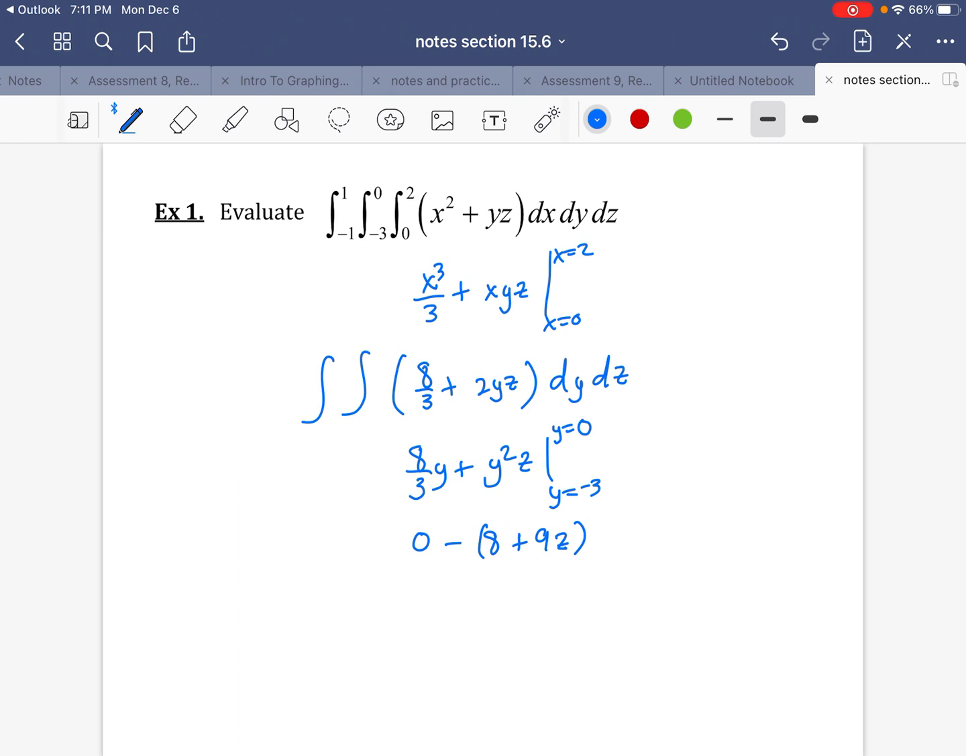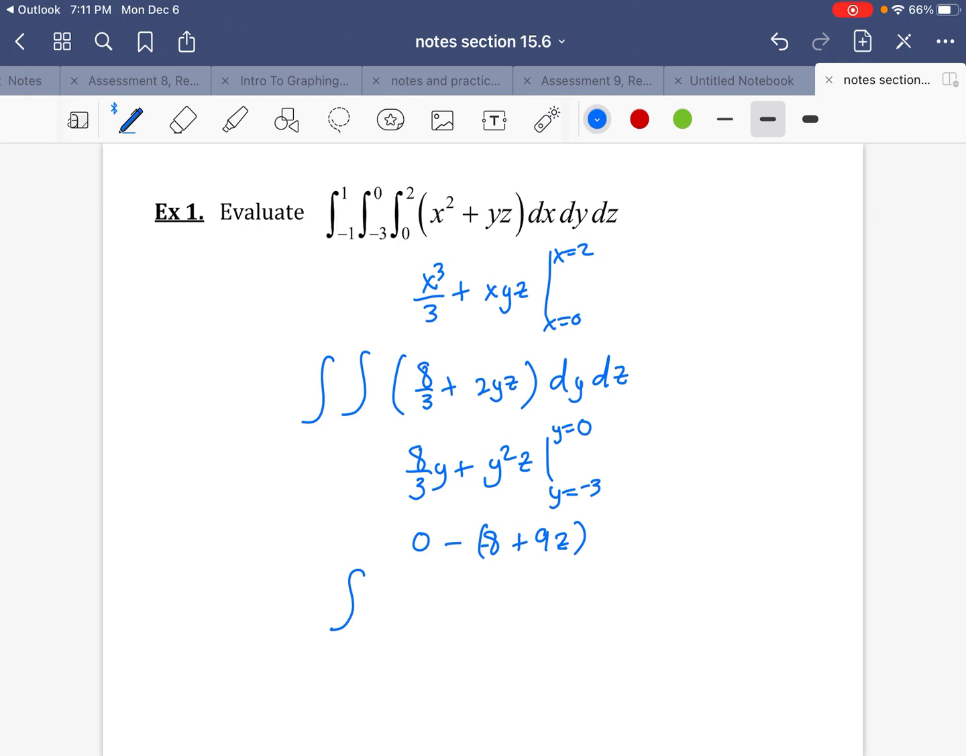Yep, so sorry about that. Something's wrong with my signs there. Hang on a second. This is supposed to be a -8, right? All right, because I'm plugging in a -3 right here.